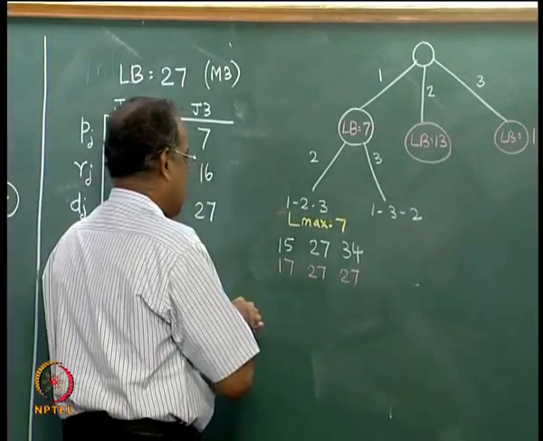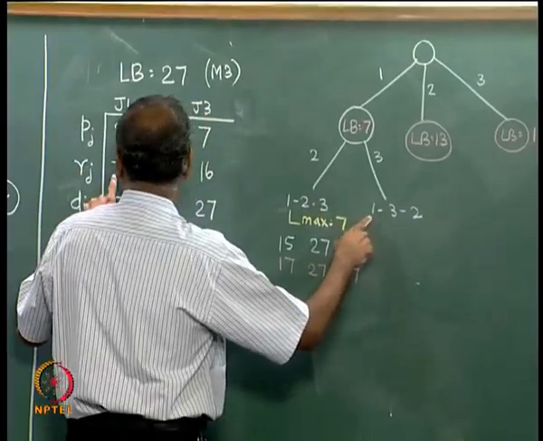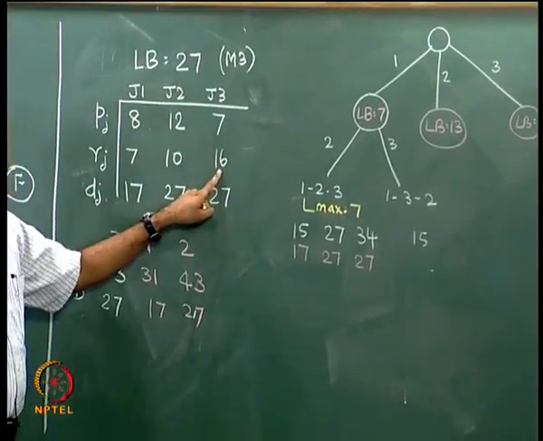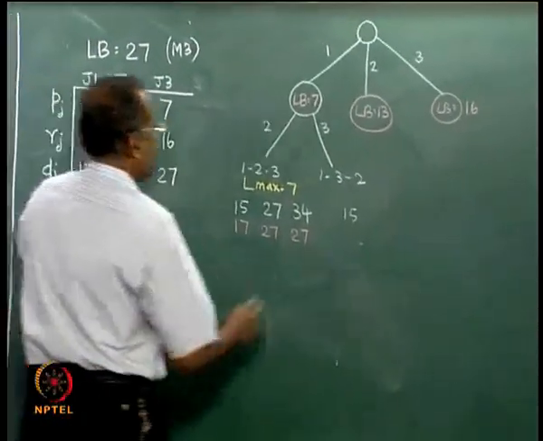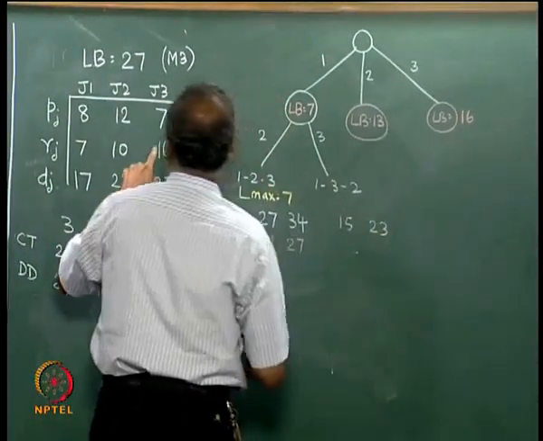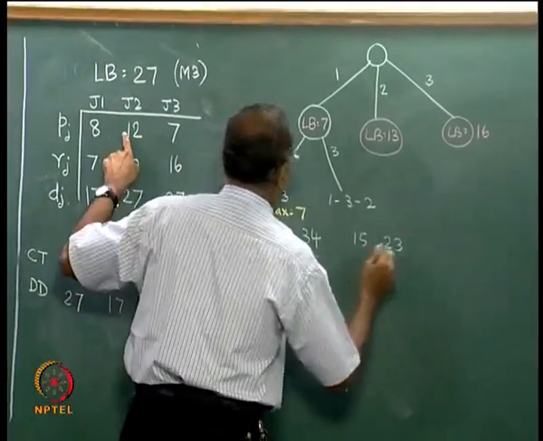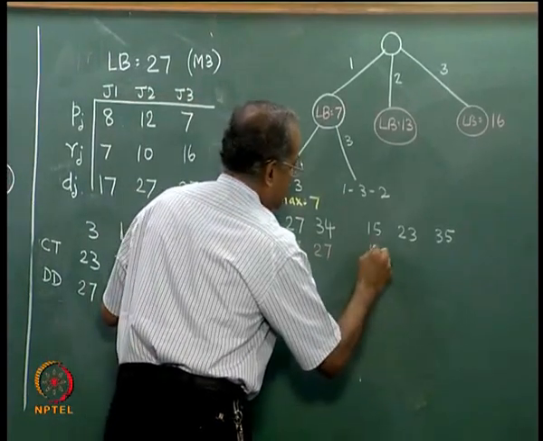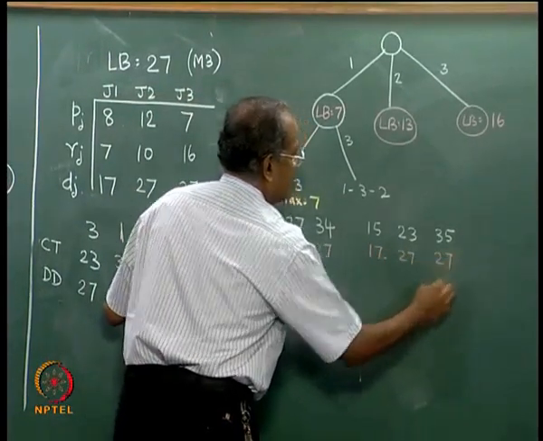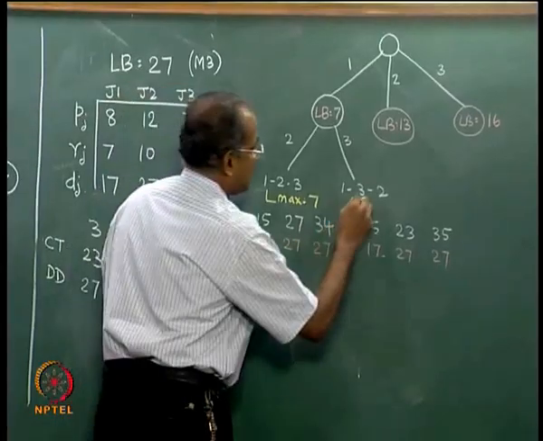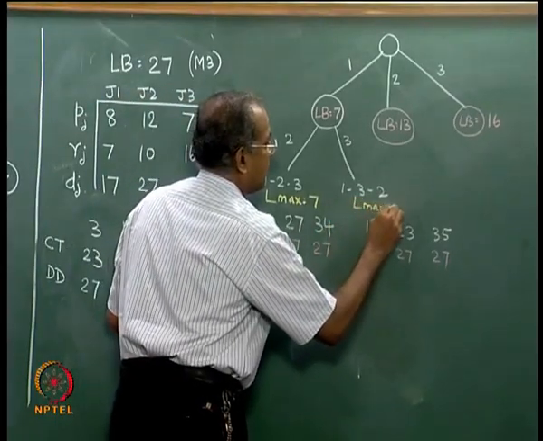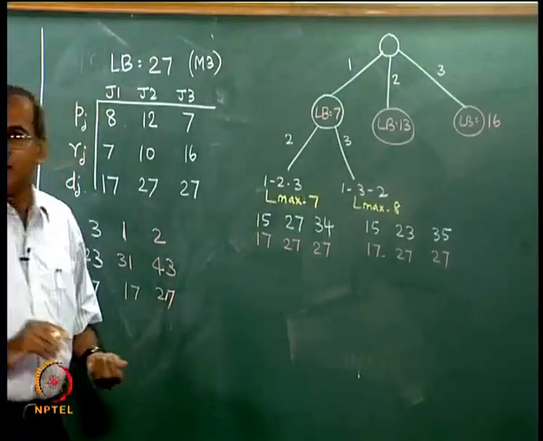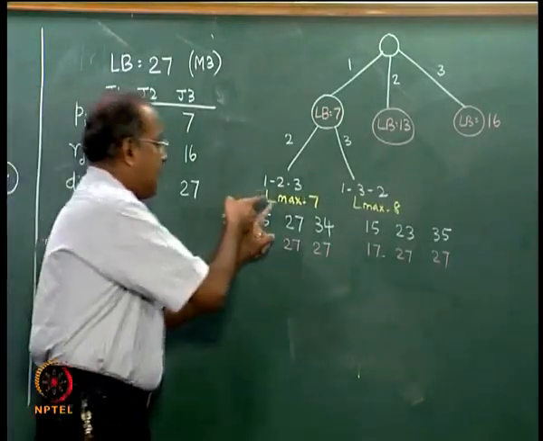Now for 1, 3 and 2, so 1 is available at 7, 7 plus 8, 15. This is available at 16, so 16 plus 7, 23, and then at 23 this is available, 23 plus 12, 35. Due dates are 17, 27, 27. So L max is equal to 8.